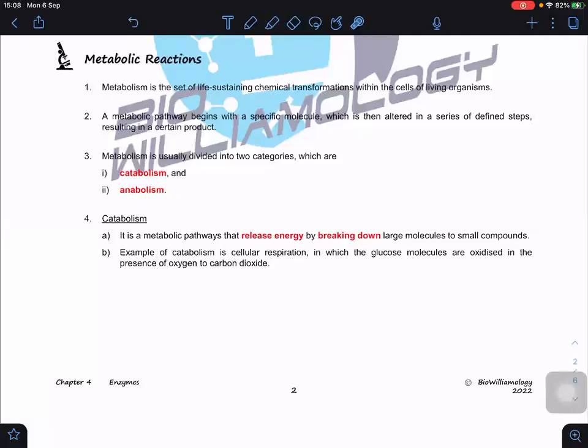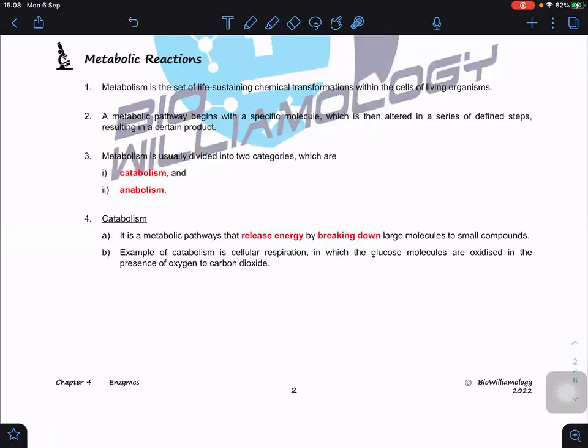So the first part of the lesson today, we're going to look at these metabolic reactions. What is meant by metabolic reaction? Generally, a metabolic reaction is a set of life-sustaining chemical transformations within the cells of a living organism. This metabolic pathway begins with a specific molecule, and then we alter it in a series of reactions or defined steps, resulting in the formation of certain products.